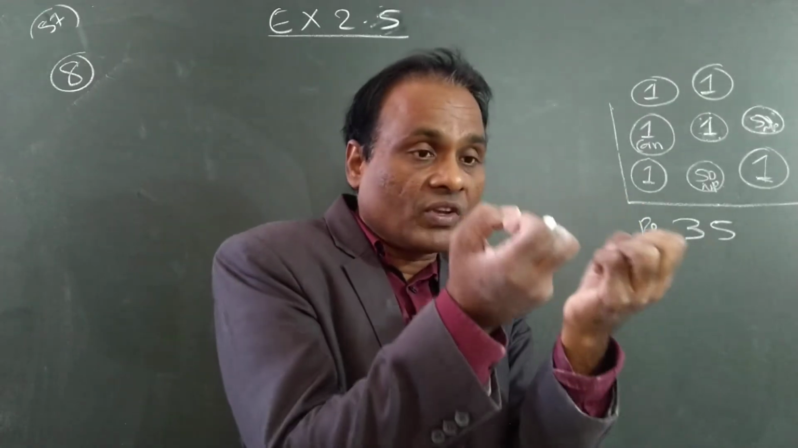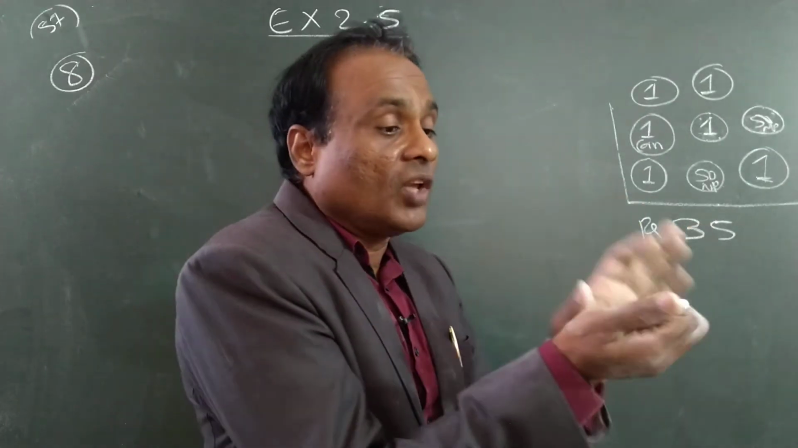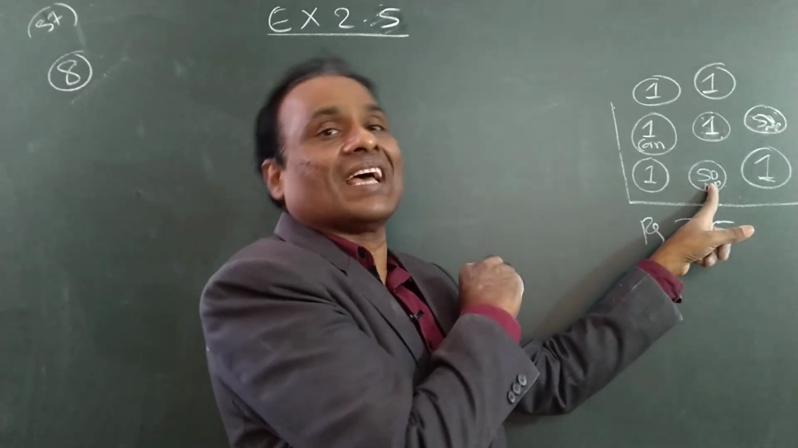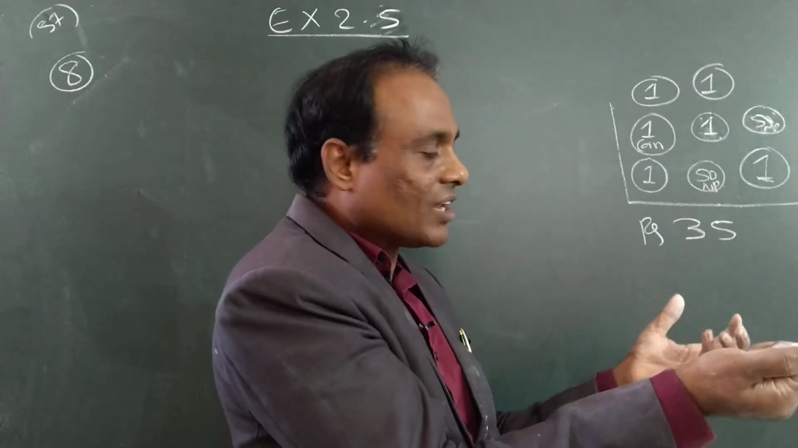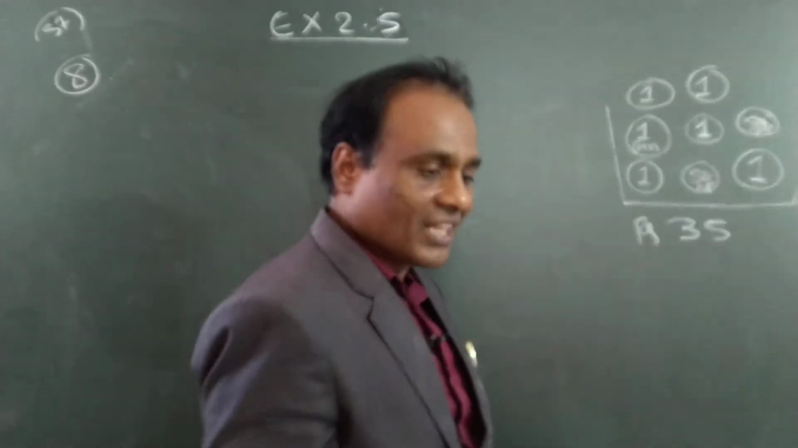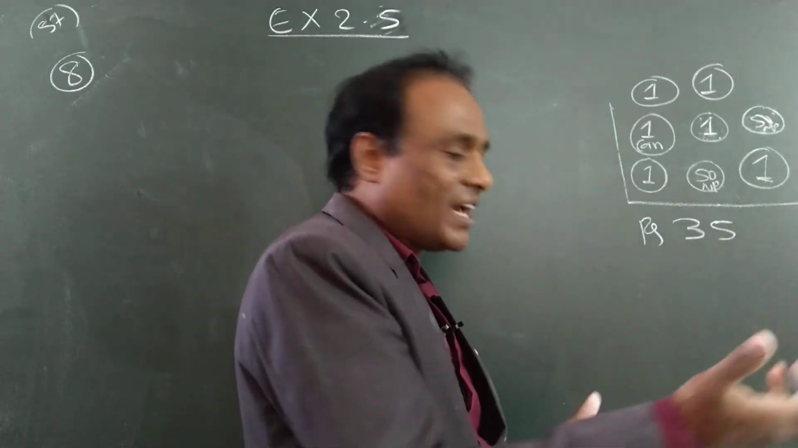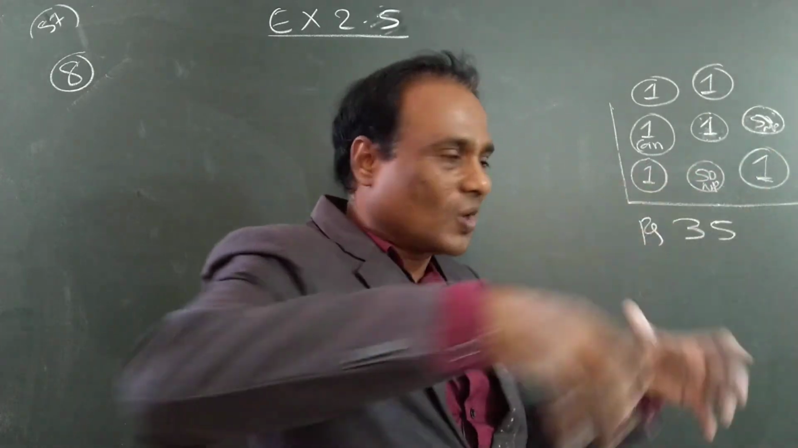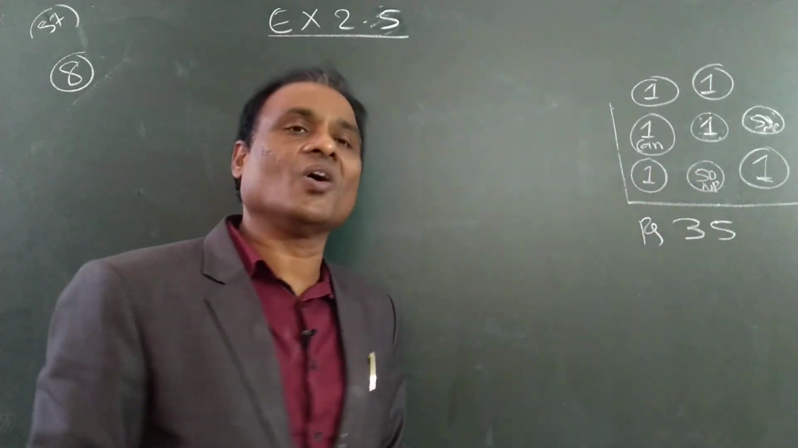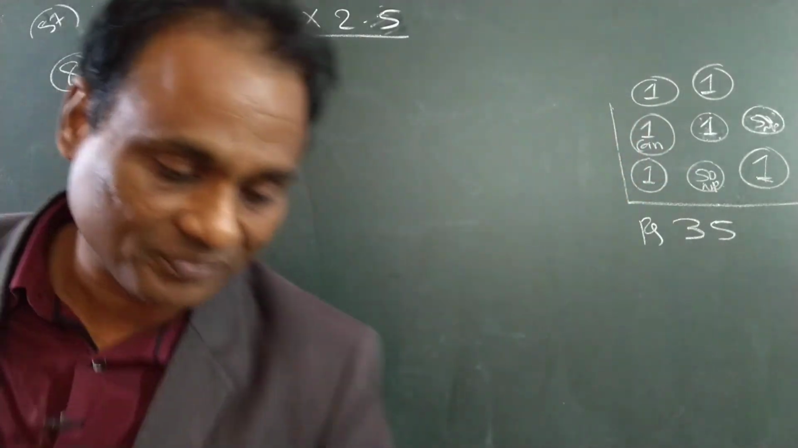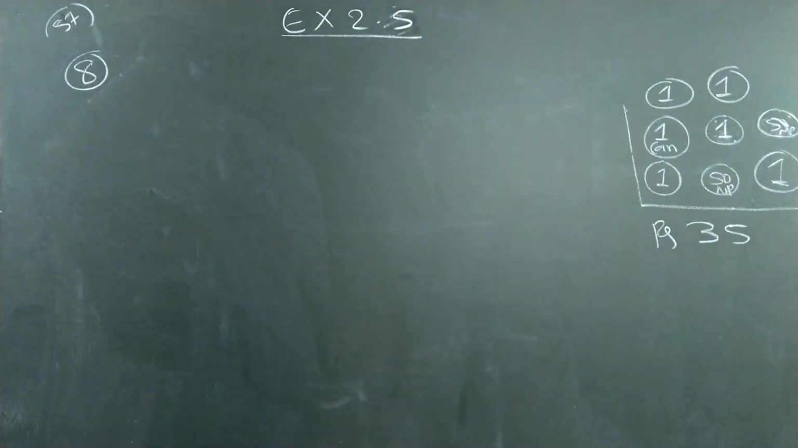The relation between 50 NP and 1 rupee is, if you have 1 50 NP coin, there will be 3 one rupee coins. Another 50 NP, another 3 one rupee coins. Like that, the total should become 35. So how many 50 NP coins are there? That is the question. Read the question once again.